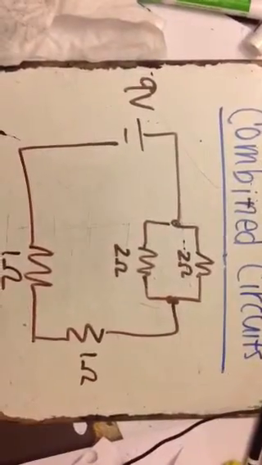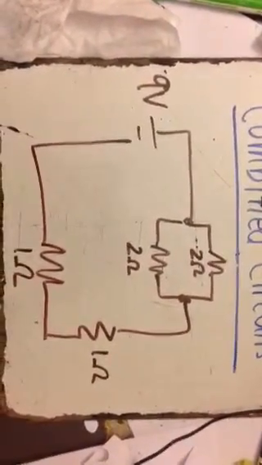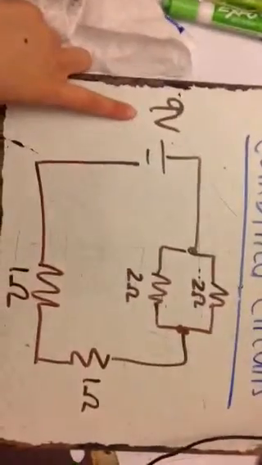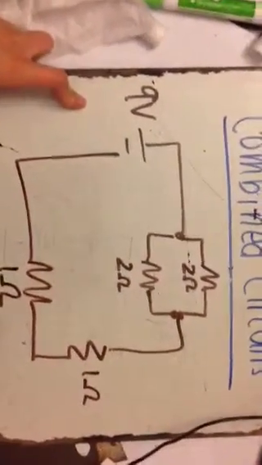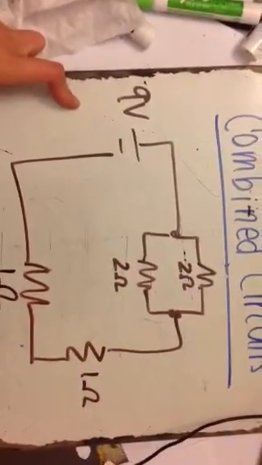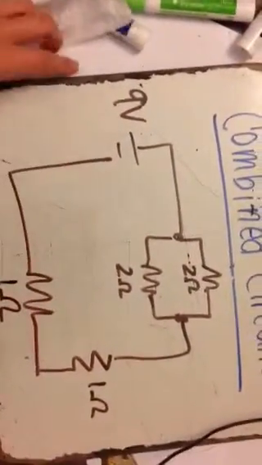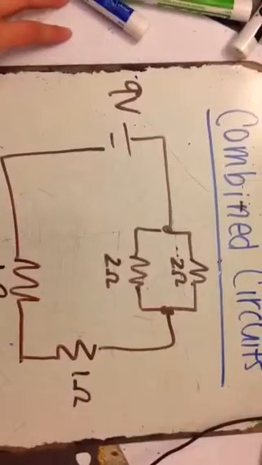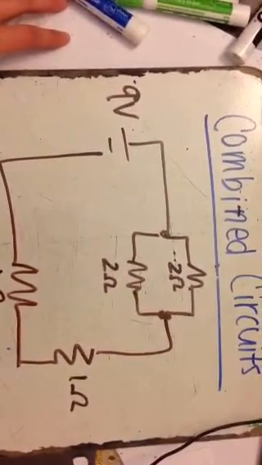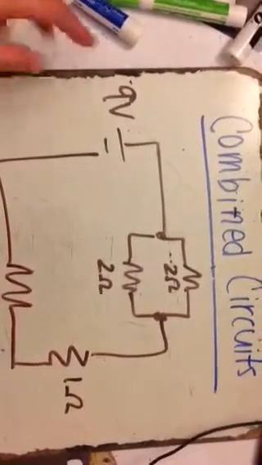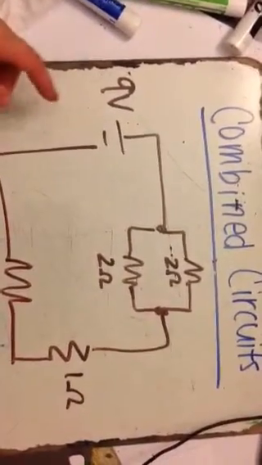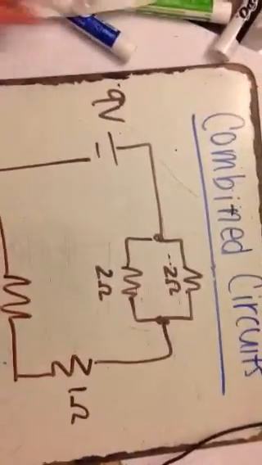Now let's talk about combined circuits and how we can solve them. Over here we have an example combined circuit. It's a combined circuit because it has a parallel circuit and a series circuit. So the properties we just discussed for both series circuits and parallel circuits apply to this circuit. So how will we solve it?